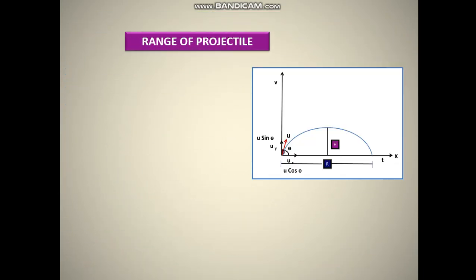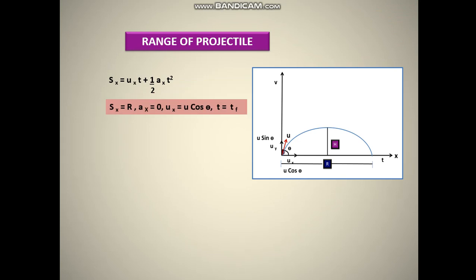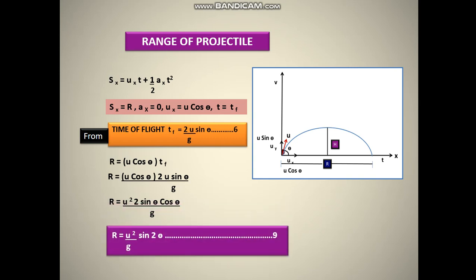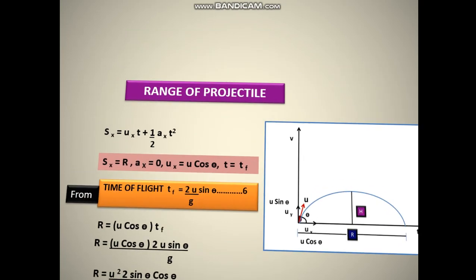Now let us find the range of the projectile. We take Sx is equal to ux t plus half ax t square. We put Sx is R, ax is 0, ux is u cos theta, t is equal to TF. And we also know time of flight is equal to 2u sine theta upon g. Substituting the values, R is equal to u cos theta into TF. R is equal to u cos theta into 2u sine theta upon g. But 2 sine theta cos theta is nothing but sine 2 theta. So R is equal to u square by g sine 2 theta. That's the range of the projectile.